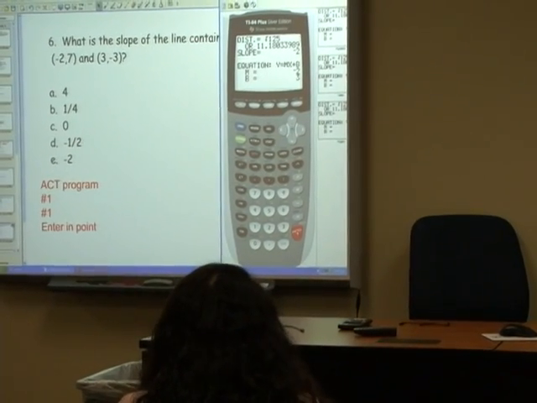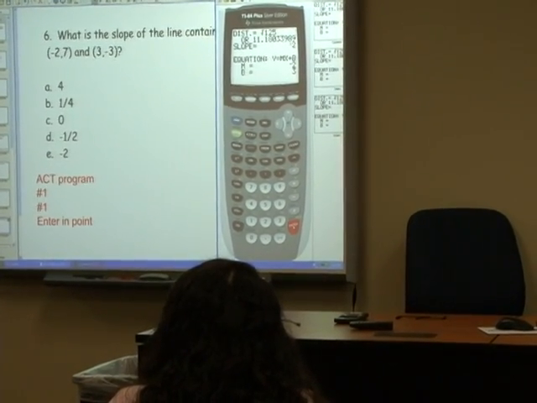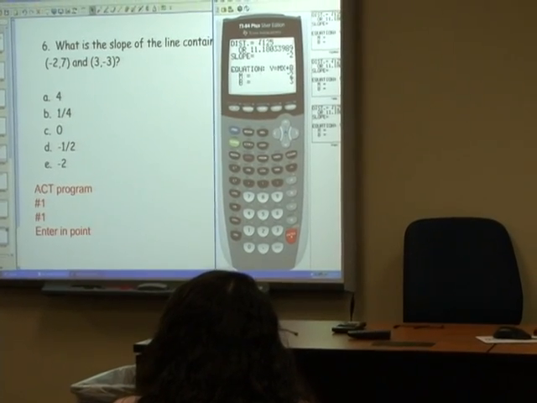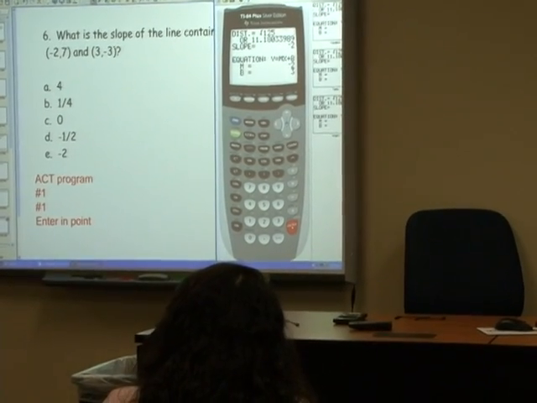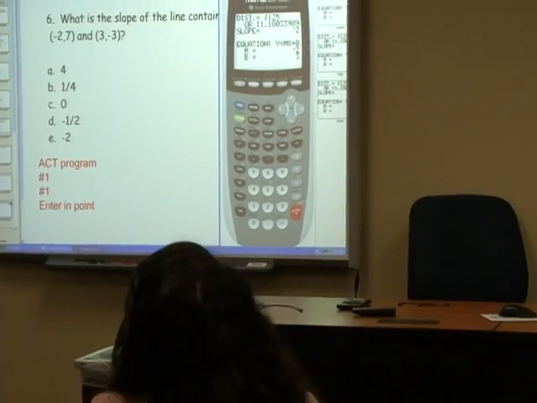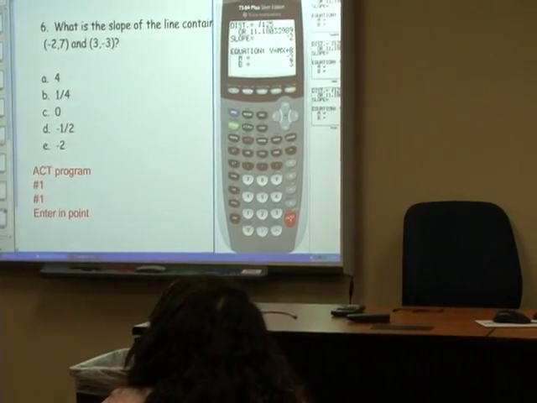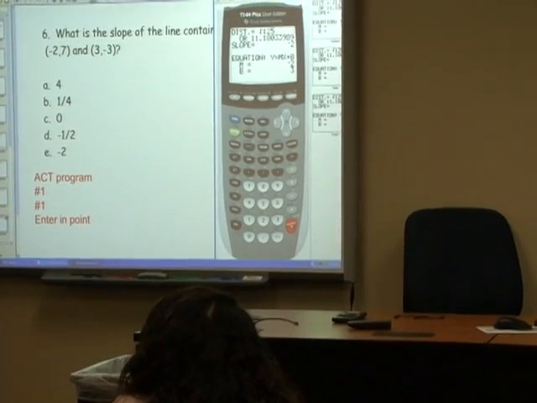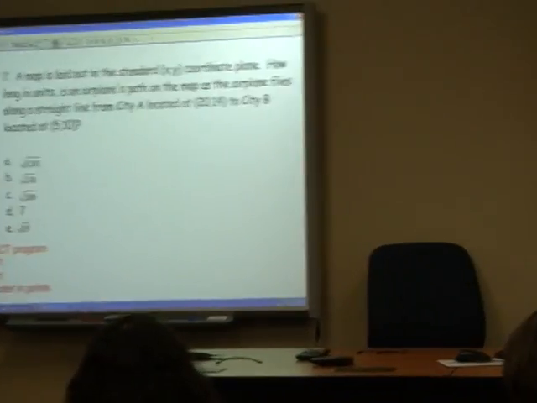Okay, now slope between 2 points is one of those things that's pretty easy. You could probably do it without your calculator. But if you can plug it in really quick, you don't have to remember, is it y's over x's? Do I subtract? Do I add? What do I do? Okay? Questions? All right, let's look at the next one.